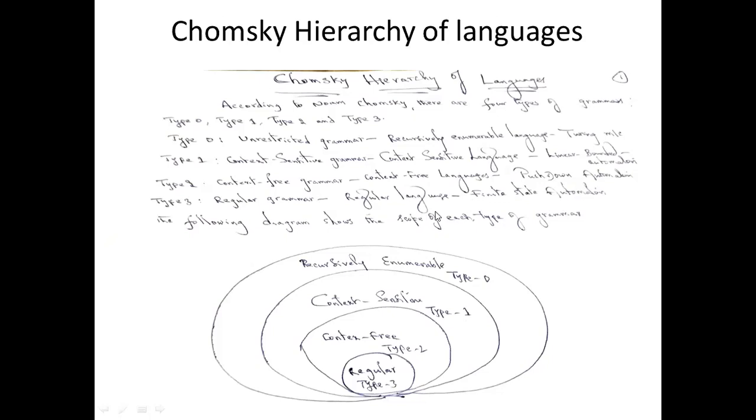Now we will see what the set of rules are for type 0, type 1, type 2, type 3. We will start with type 3 because type 3 has more restrictions. Context-free grammar has fewer restrictions compared to this, and context-sensitive grammar has fewer restrictions compared to that, and recursively enumerable language has no restrictions. That's why we call it unrestricted grammar. We will see one by one now.